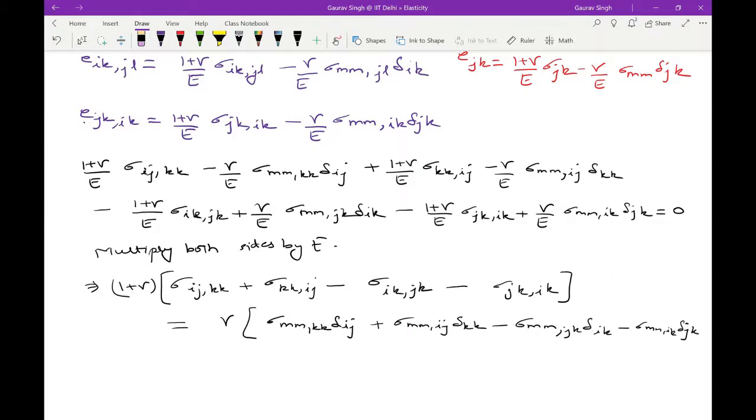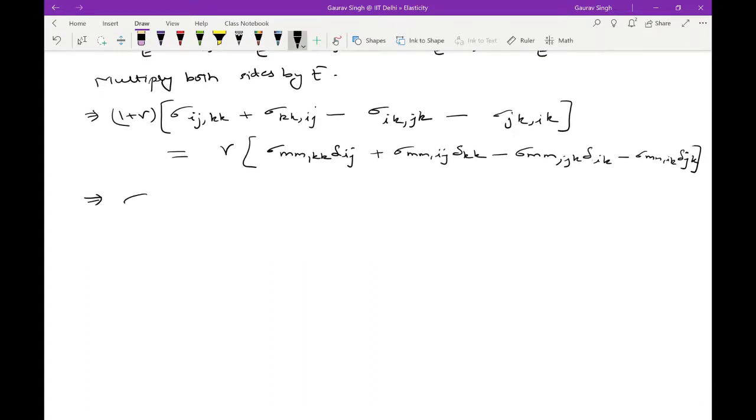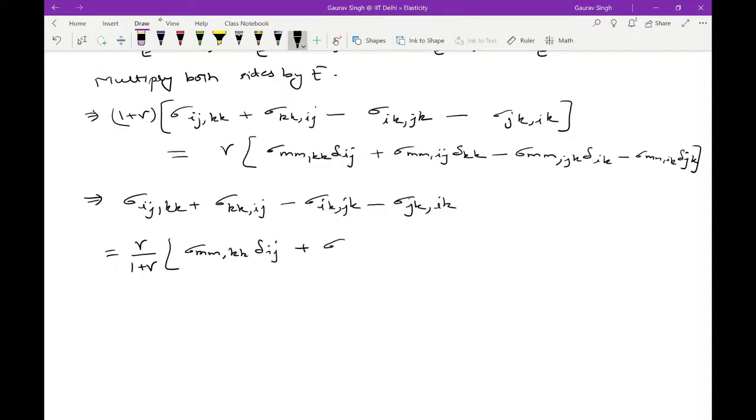Okay, this implies that sigma ij comma kk plus sigma kk comma ij minus sigma ik comma jk minus sigma jk comma ik is equal to nu by 1 plus nu sigma mm comma kk delta ij plus sigma mm comma ij delta kk minus sigma mm comma jk delta ik minus sigma mm comma ik delta jk.